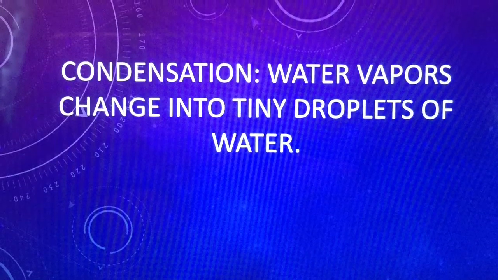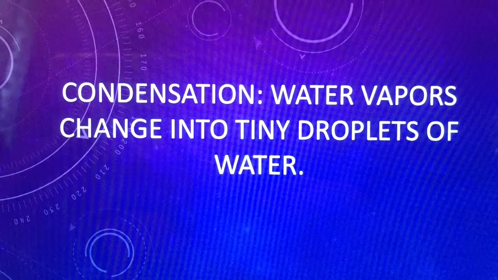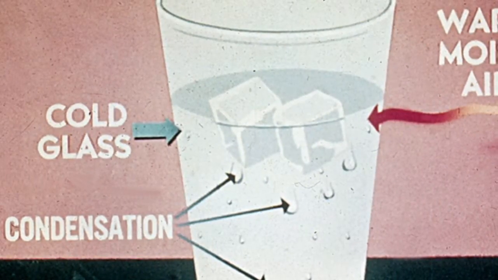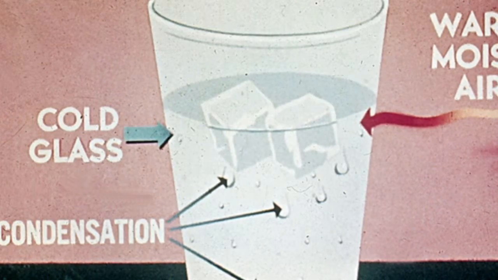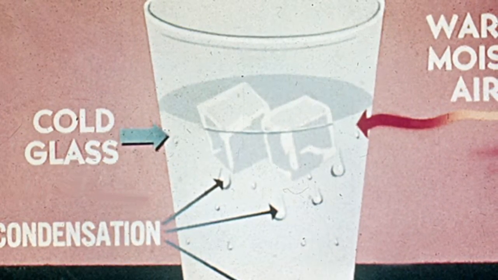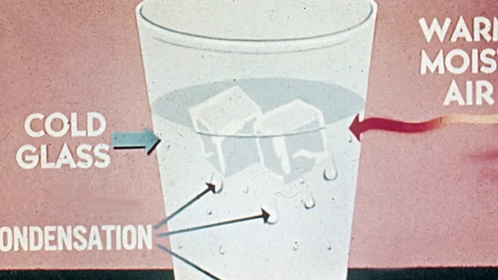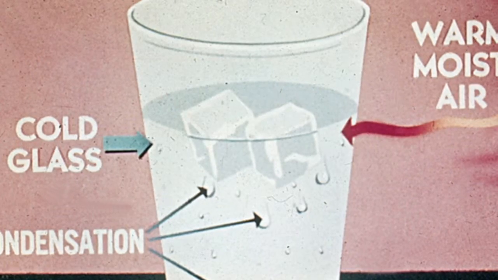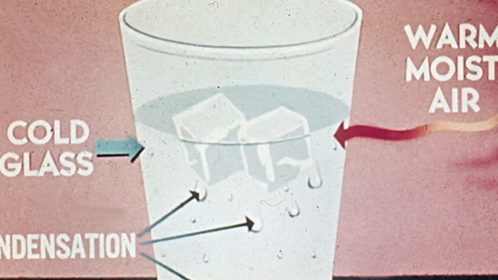The second step is condensation, and this is essentially where water vapors change into tiny droplets of water. As water vaporizes, the water vapor rises up in the atmosphere. At high altitude, the water vapors change into very tiny particles of ice or water droplets due to the low temperatures in the high altitude. This process is called condensation. The particles come close together to form clouds and float in the sky.